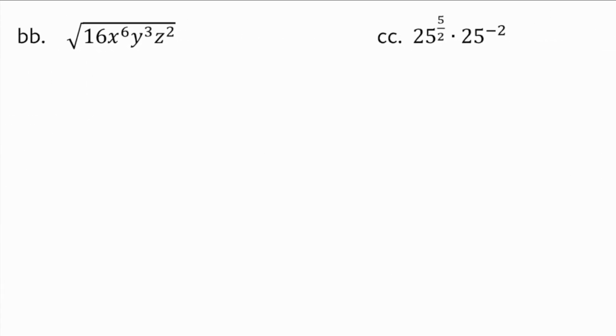B, square root of 16 is 4. Square root of x to the 6 is going to be x to the 3rd. Square root of y to the 3, 3 doesn't divide in half cleanly, so I'm just going to call that y to the 3 halves. And z squared square root, okay, in the big picture, that's the absolute value of z. You can say the same thing about the square root of x to the 6. That's the absolute value of x to the 3rd. But they said at the very beginning of this problem set that we just assume the variables are positive. So we're just going to say that's z to the 1st.